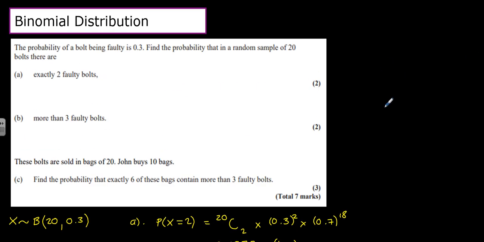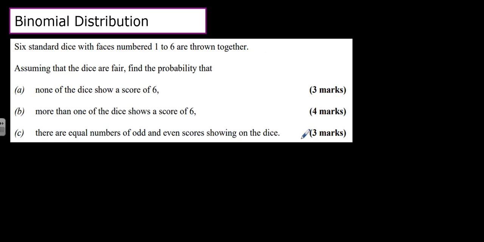So let's have a look at the second exam style question. Here we have 6 standard dice with faces numbered 1 to 6. They're thrown together. We're making the assumption that the dice are fair, and we're asked to find some probabilities. Now, we're going to look at this. None of the dice show a score of 6. This is telling me that we're actually working with a binomial distribution, because whether or not it shows a 6 is exactly as it says. It either does or it doesn't, giving us those 2 options, okay, success or fail. So we're dealing with a binomial distribution.